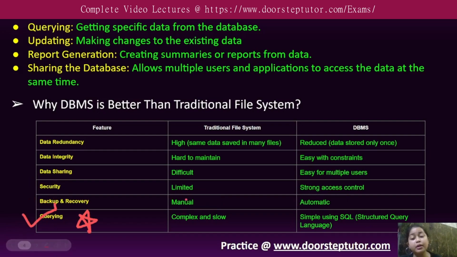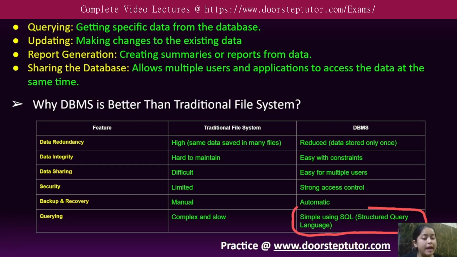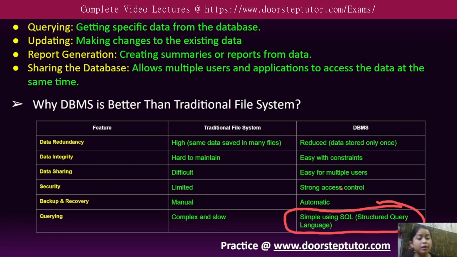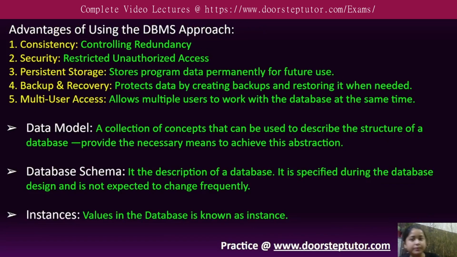This is very important. In a traditional file system we cannot query our data, we cannot get some specific result from the data. Okay, we can, but it was very complex and very slow. But when the concept of DBMS came, with the help of a simple query language, this becomes very easy. So with the help of structured query language, we can query our data very easily and get specific results from our data. Now let's move to the next slide.